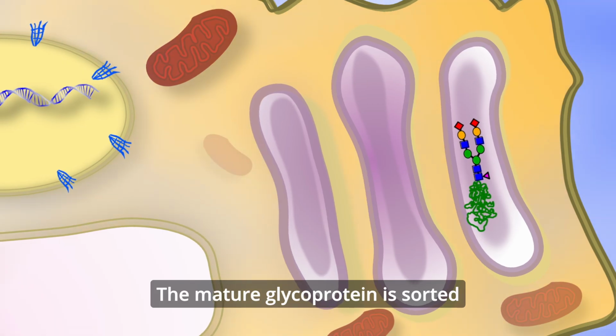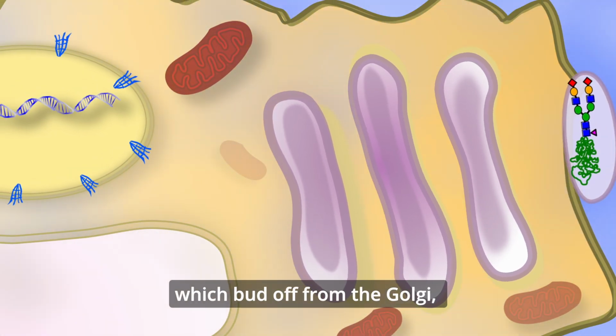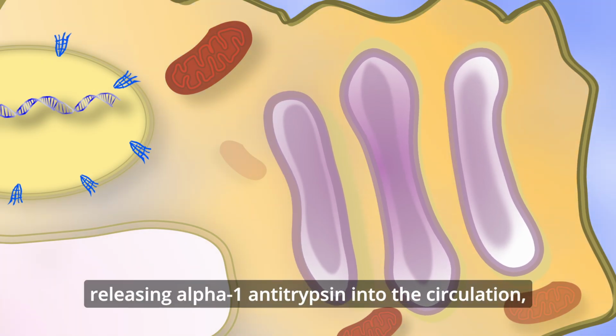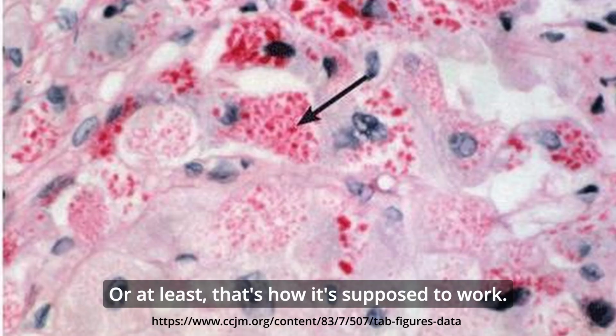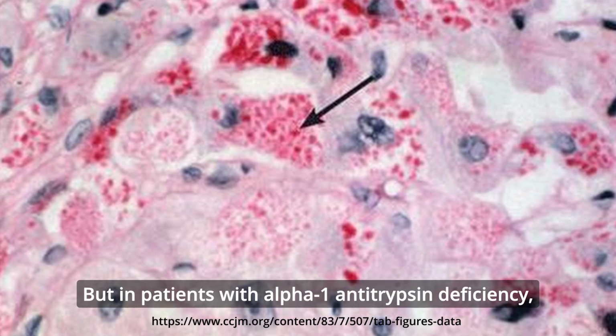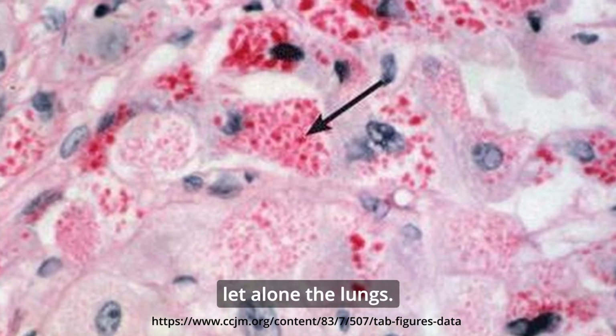The mature glycoprotein is sorted and packaged into secretory vesicles, which bud off from the Golgi and merge with the cell membrane, releasing alpha-1 antitrypsin into the circulation, where it eventually reaches the lungs. Or at least that's how it's supposed to work. But in patients with alpha-1 antitrypsin deficiency, alpha-1 antitrypsin may not even reach the Golgi apparatus, let alone the lungs.